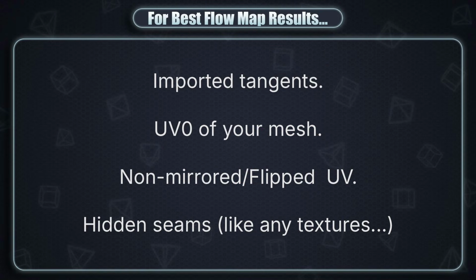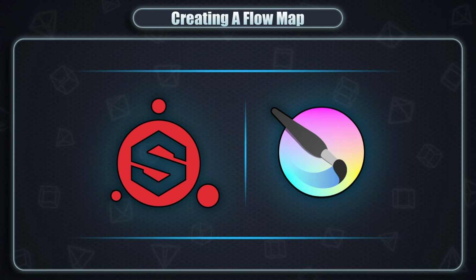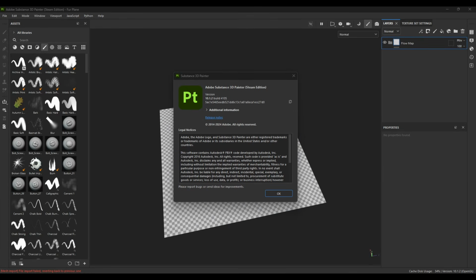So overall, flow map effects generally work best on meshes with properly imported tangents, on UV0, on non-mirrored UVs, and with well-hidden seams whenever possible. So now the question is, how do we actually create this flow map? I will show two workflows that have been useful for me. First one will use Substance Painter, and the second one will use Krita, which is free and very accessible. So let's start with Substance Painter.